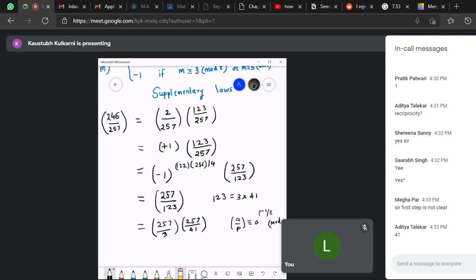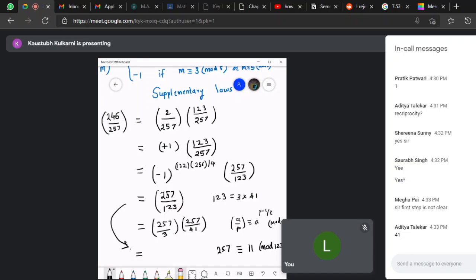257 upon 123 is actually congruent to... Now note that 123 is not a prime number. I'm directly simplifying from this step. This is an alternative way that I'm using. If you see this directly, 257 is congruent to, since 123 twos are 246, 11 mod 123.